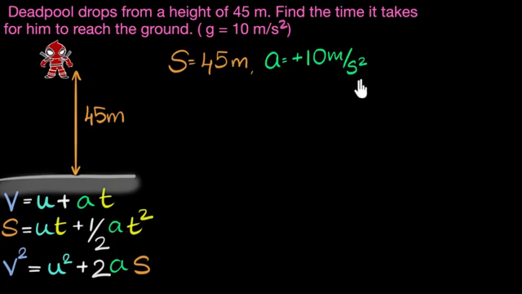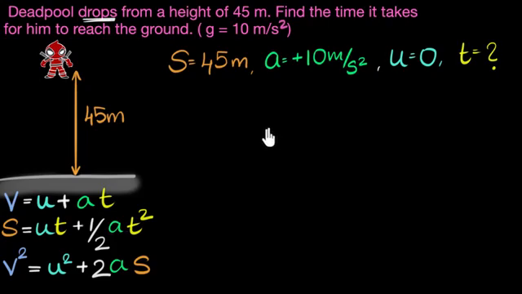What else is given? It seems like only these two things are given, right? But there's one more piece of information, which is pretty important. It's given that Deadpool drops from the height of 45 meters. Whenever something is dropped, we know its initial velocity is 0. So we know the initial velocity of Deadpool is 0. And we are asked to calculate the time it takes for him to reach the ground. That means we need to find what t is.